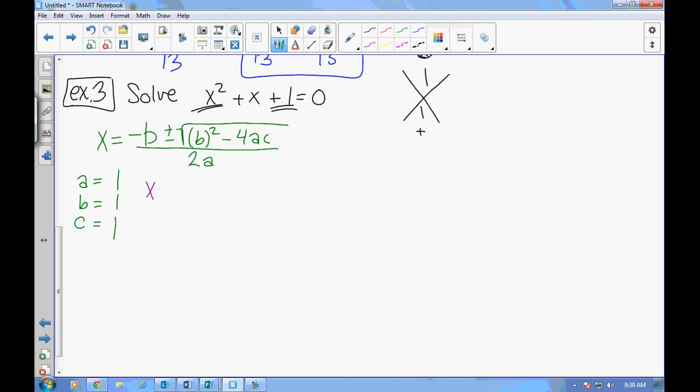X equals negative B. So what do I write? Negative 1 plus or minus square root. In parentheses is B squared. What's B squared? 1 squared. Minus 4 AC all over 2A. Everything was a 1 that we plugged in, except for the minus 4 is part of the formula.